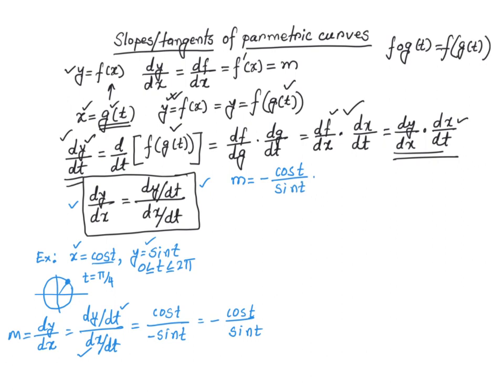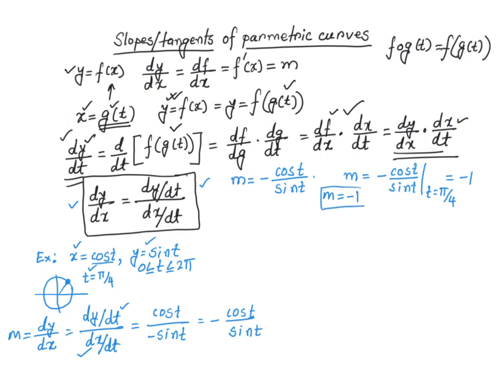Now let me evaluate this at the point of interest. So for t equal to pi over 4, my slope is going to be negative cosine of t over sine of t, evaluated at t equal to pi over 4. Now, as you know, cosine of pi over 4 and sine of pi over 4 have the same value, which is square root of 2 divided by 2. So that's going to give me nothing but negative 1. Okay, so my slope in essence is m equal to negative 1.